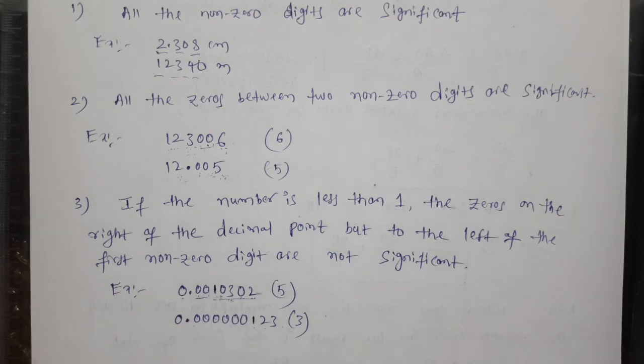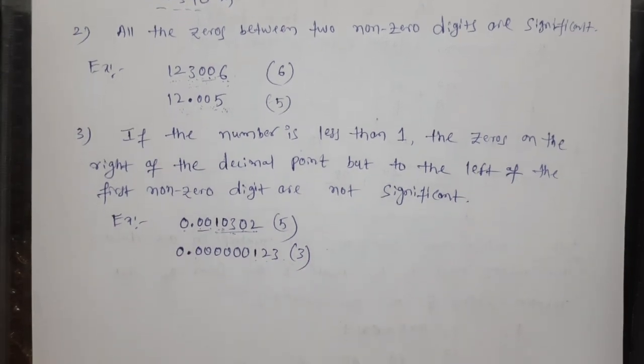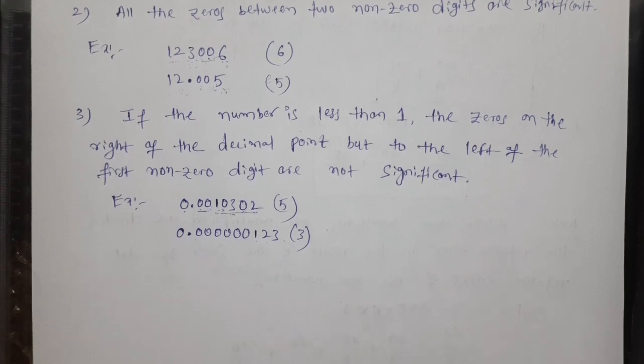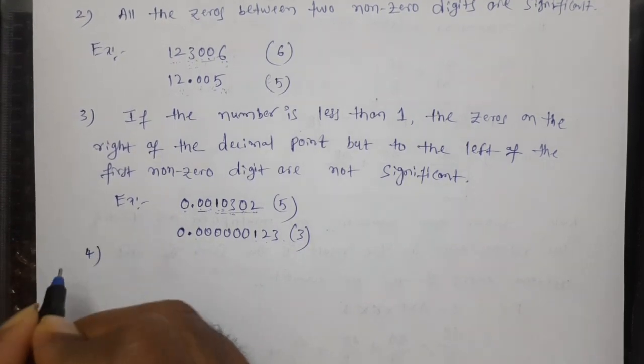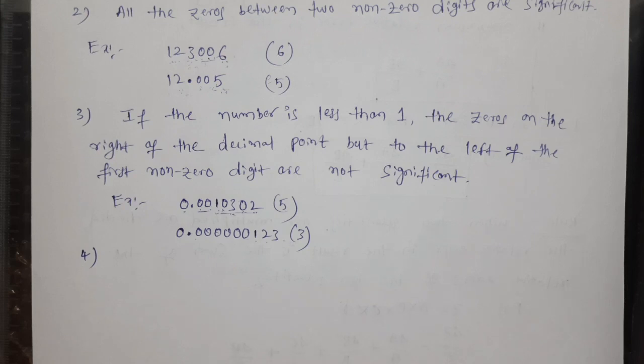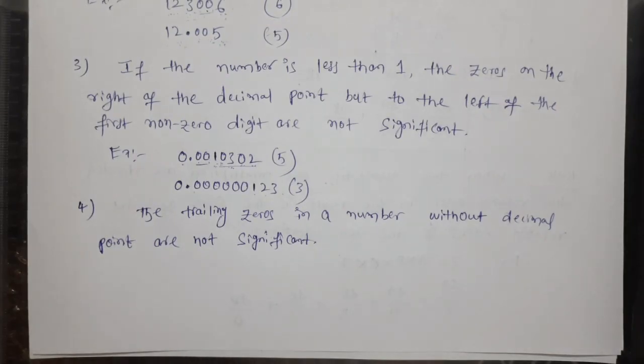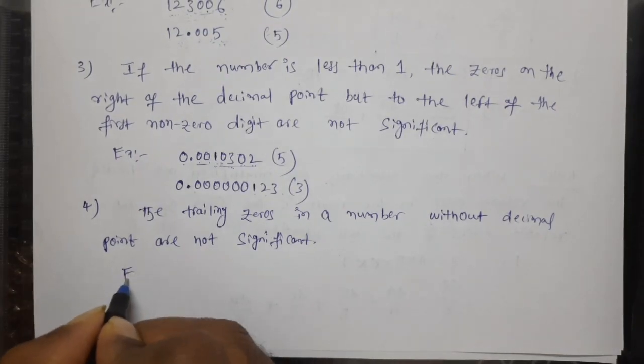And we have the fourth rule. This one is also very important. The trailing zeros in a number without a decimal point are not significant. Now let us see an example for this fourth rule.